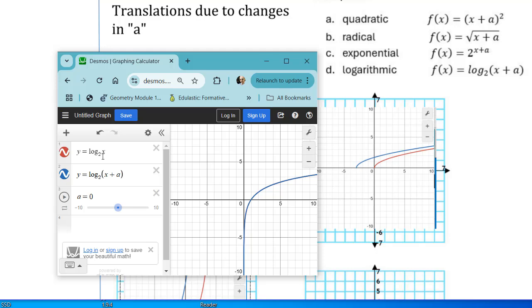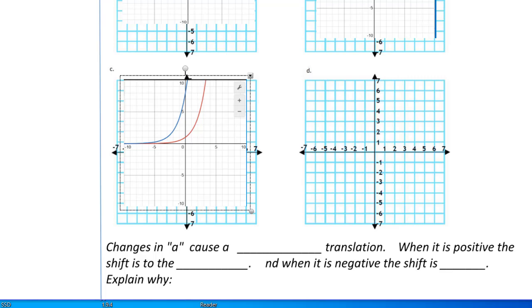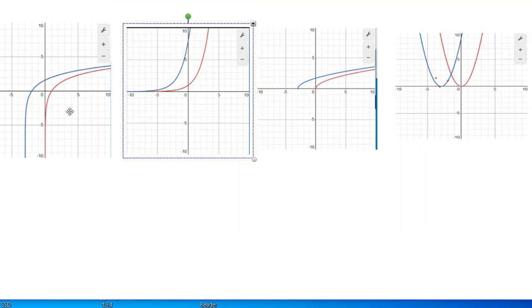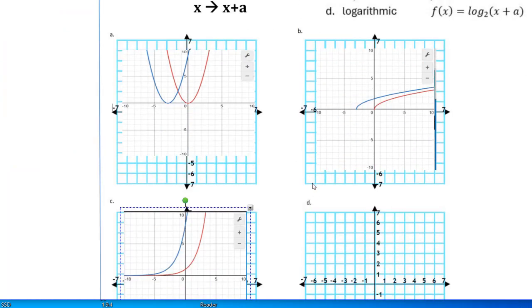Here's the base function, log base 2 of x, and then log base 2 of x plus a. Let's slide it. When I slide to the right, what's going to happen? Oh, yes, it goes to the left. When I slide to the left, oh, yes, it goes to the right. I'm going to leave it on 3. And there it is. I'll cut and paste that into my picture. So we have this one, and I'll paste it in here.